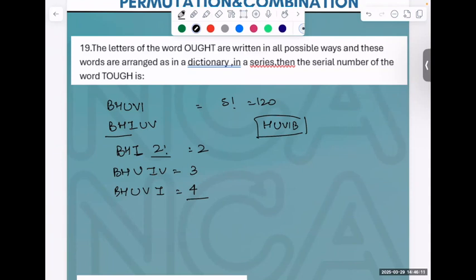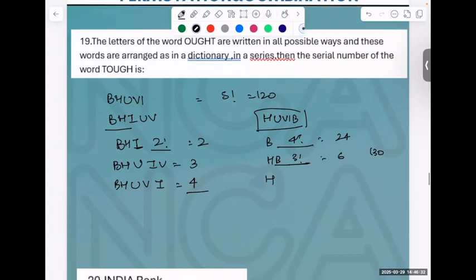पहले B आएगा. B आया. 4 factorial, that is 24. Then you have H. No, BH. Correct. Then we have B. B के बाद कितना हो जाएगा? 3 factorial which is 6. तो टोटल कितना हो गया? 30. H के बाद B, BI के बाद B कितना हो जाएगा, 3 factorial which is 6, 36.